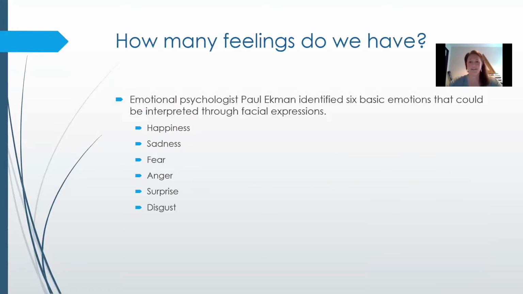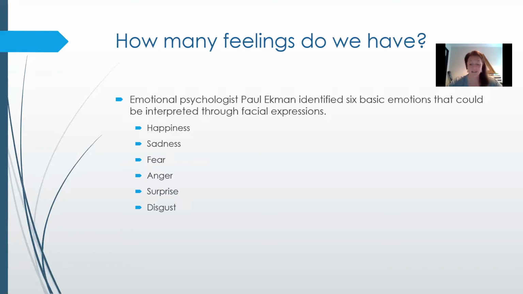So how many feelings do we actually have? There's a psychologist who was able to identify 6. And these 6, of course, do not encompass all of our emotions. They are just the 6 that could be interpreted best through facial expressions. Those are happiness, sadness, fear, anger, surprise, and disgust.